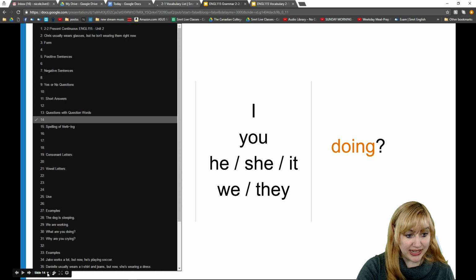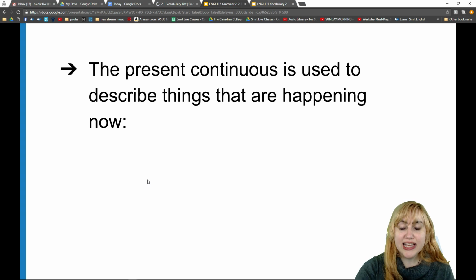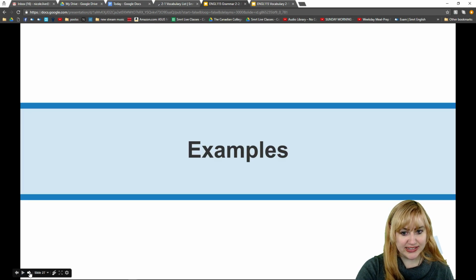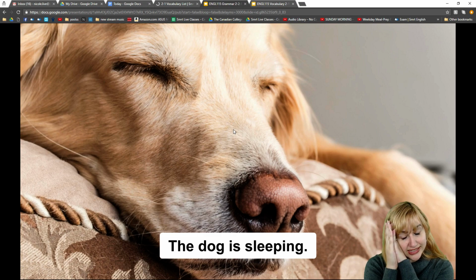I'm going to skip ahead a little bit here to the use of present continuous. It says here, the present continuous is used to describe things that are happening now. So let's look at some examples. Our first example is the dog is sleeping. So we can see in this picture that right now the dog is sleeping.